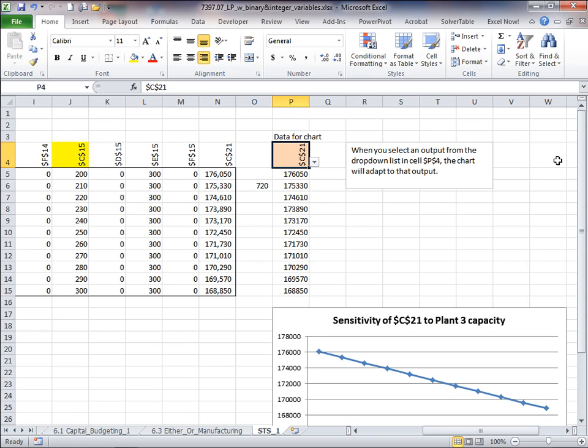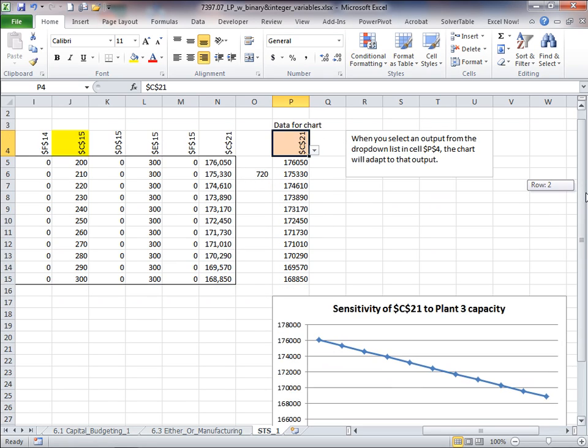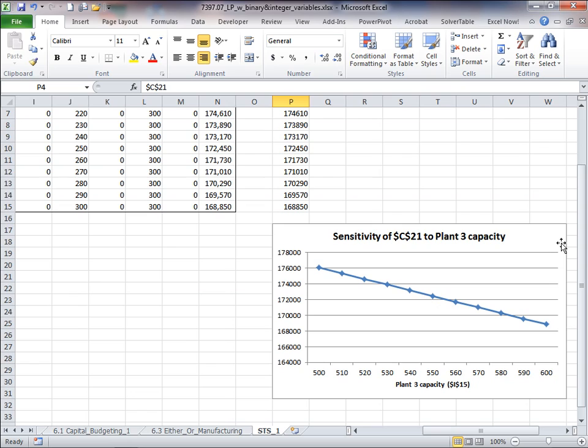There we go. You'll notice that the value that gets plotted by the chart is one or more of the output values, okay? In this case, all of these values at the top here, C13, D13, E13, those are all the decision variables. C21 is the objective function. So what I'm doing here is plotting the value of the objective function with respect to plant capacity.